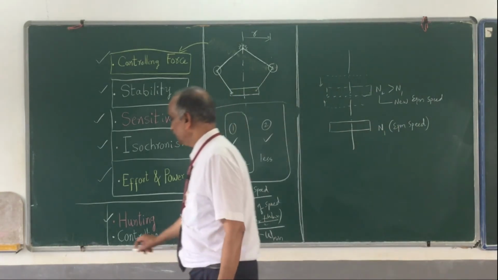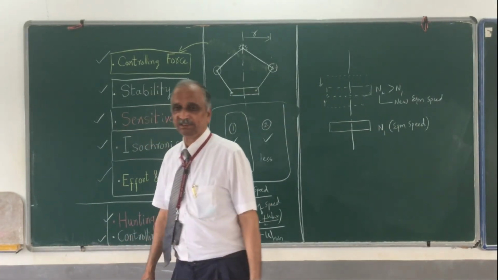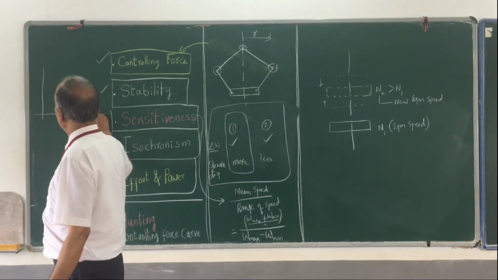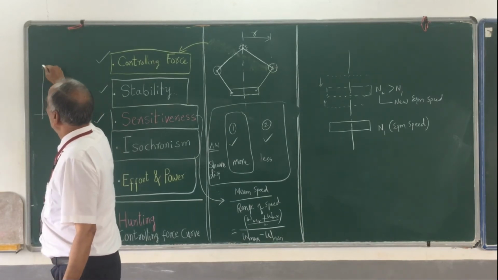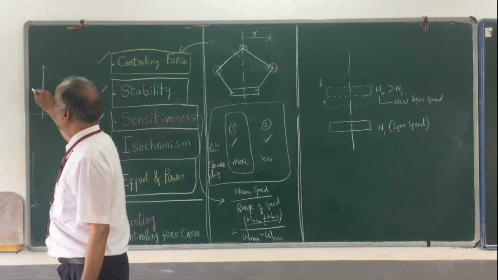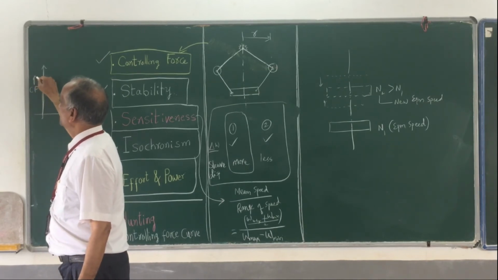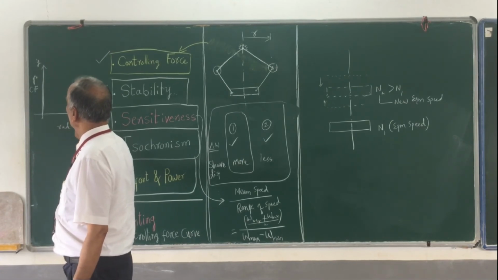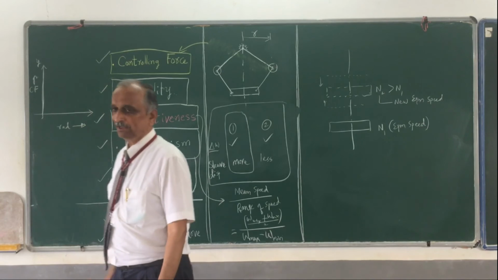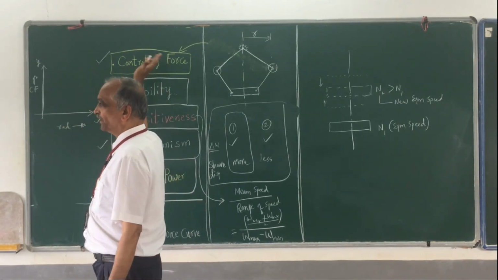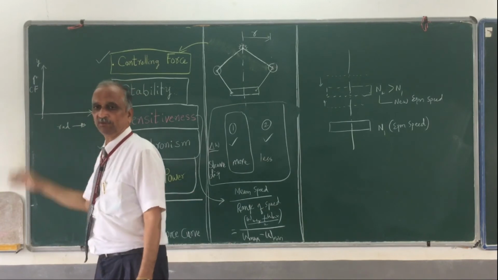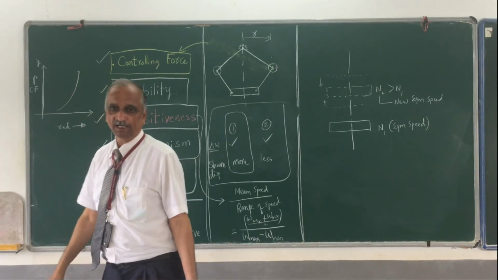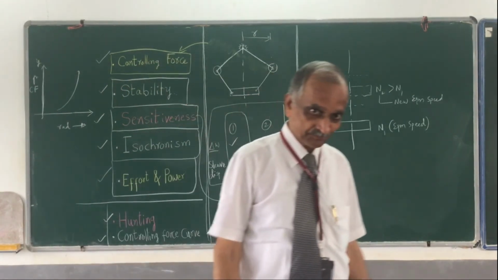Then what is the controlling force curve? As the name says, it is a curve, a graph of two variables. One is the controlling force, taken along the y-axis, and the other is the radius of rotation, along the x-axis. If you plot the controlling force for different radii of rotation, that graph is called the controlling force curve.